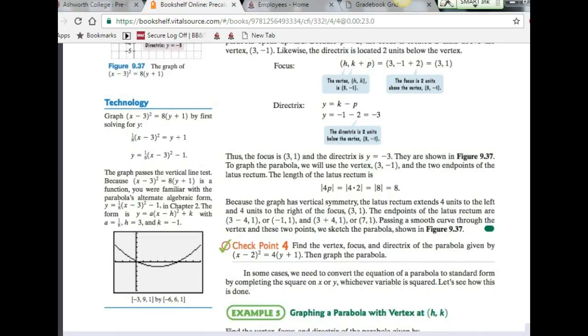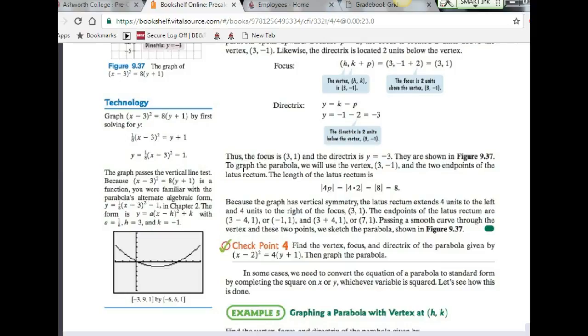Okay, and here they put it in. They solve for y because that's the only way to put it in your graphing calculator. This point right here, and you can see when they put it on the calculator, it came out to be the same one that we graphed up here a little bit earlier.